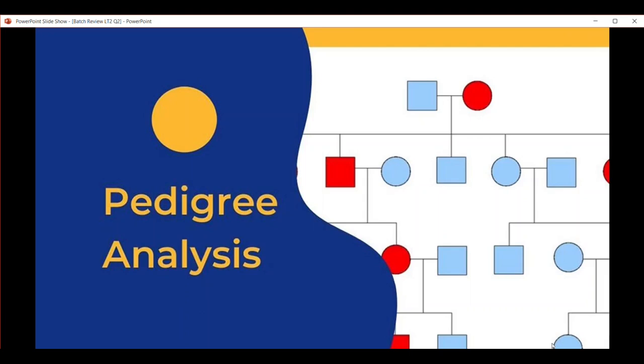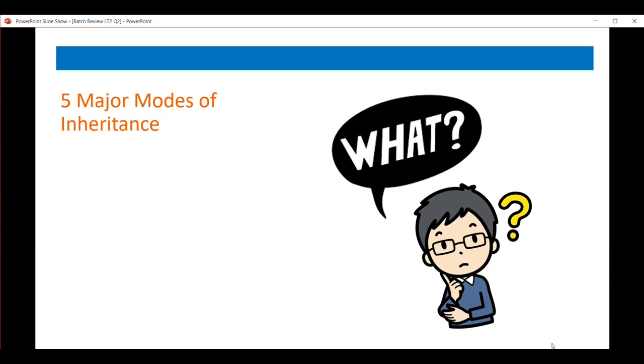Next is pedigree analysis, and we're very familiar with this one as we have discussed this already. Of course, we will be applying all that we have learned about inheritance in analyzing pedigrees. First of all, we need to take note of the five major modes of inheritance, and this is very familiar. What are they? The first one would be autosomal dominant.